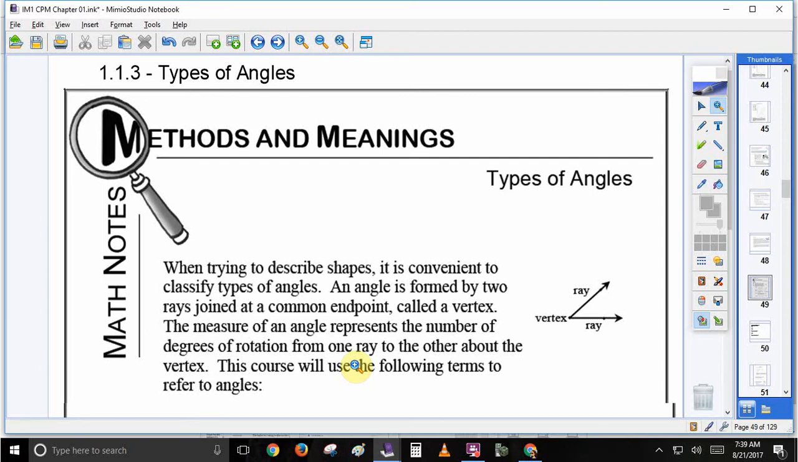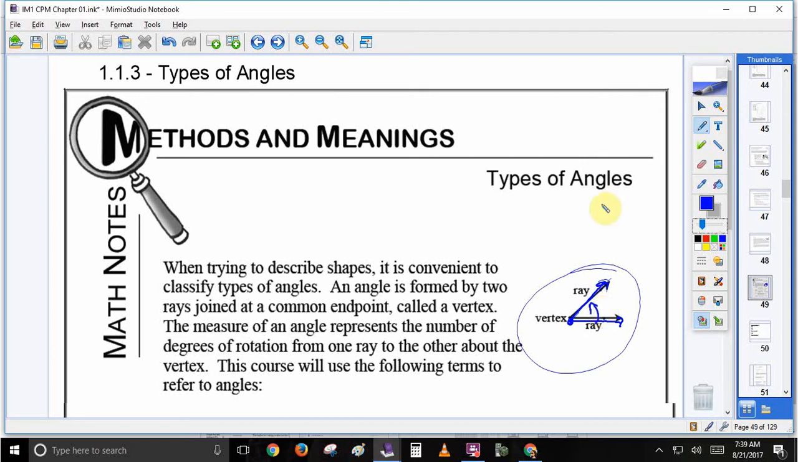An angle, remember, is formed when you have two rays that come together at a vertex. A ray is like half of a line. It has a starting point and it goes off infinitely in one direction. So when we get two of those connected at a vertex, we get an angle. And we talk about the measure of an angle when we're talking about this distance between those two rays.